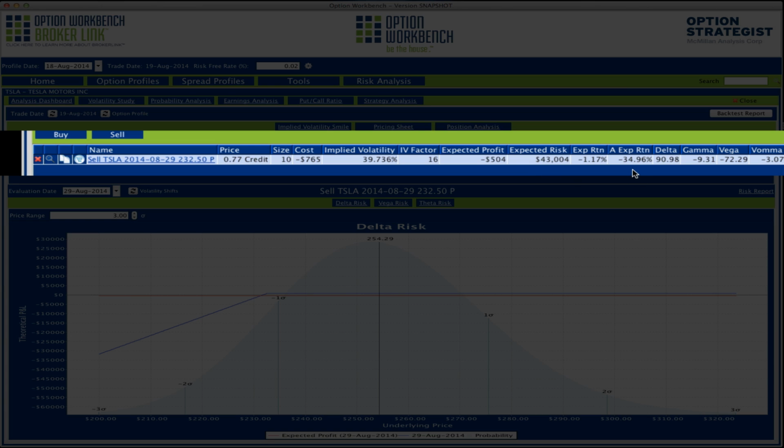Then we have the annualized expected return, which is a compound annualization of the expected return. It uses a compound annualization because you can take the money that you earn from selling the put and reinvest it in the market, and you'll get compound returns. And then finally, we've got the Greeks of the position.